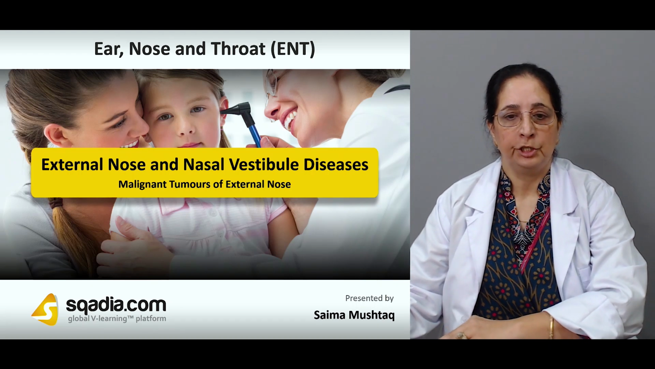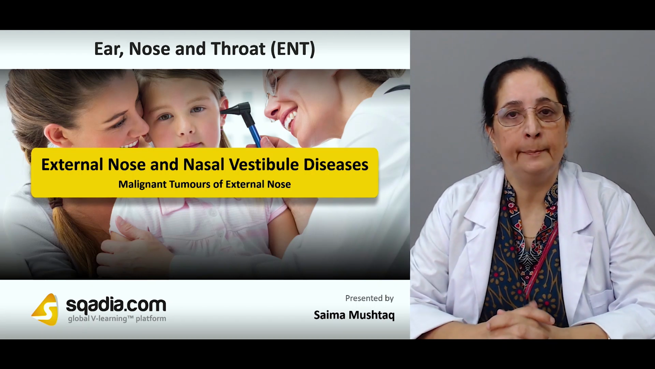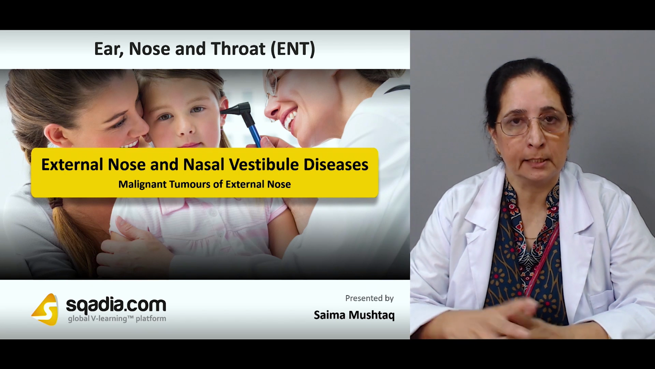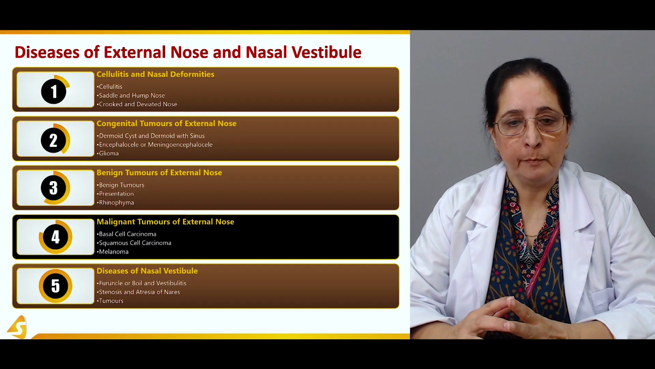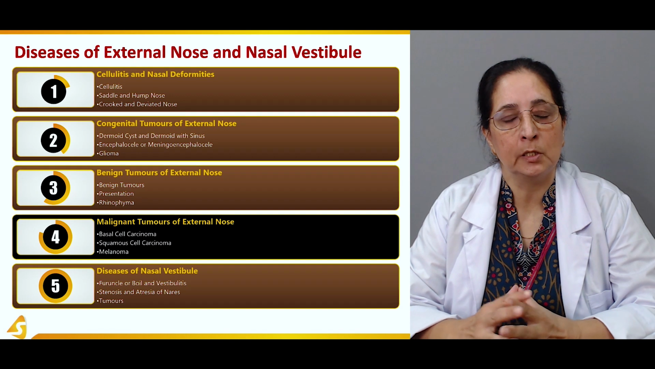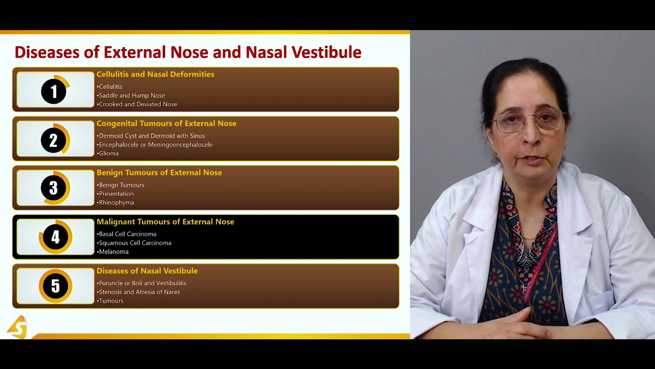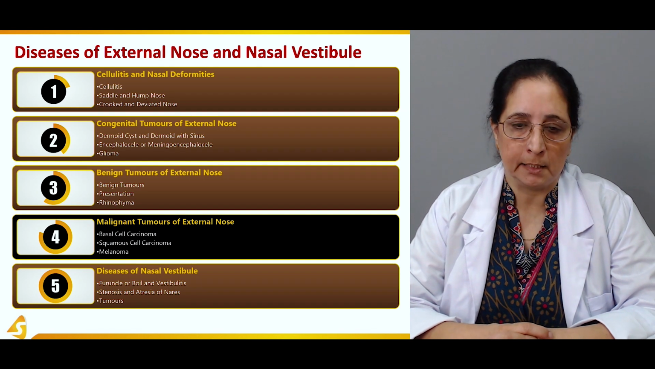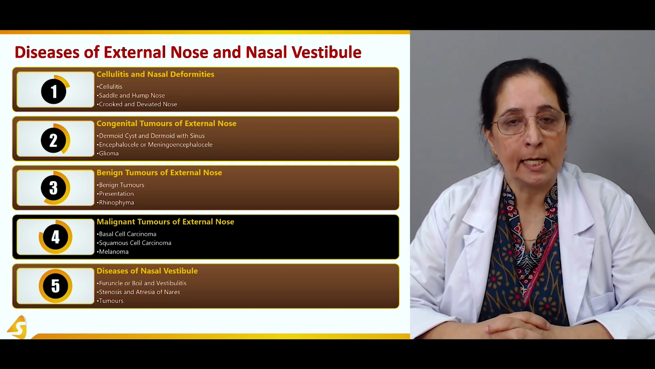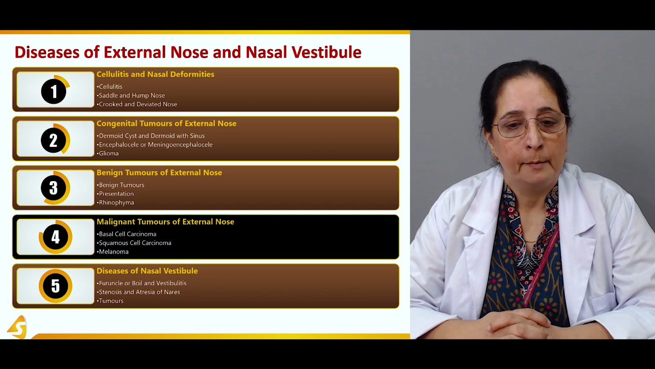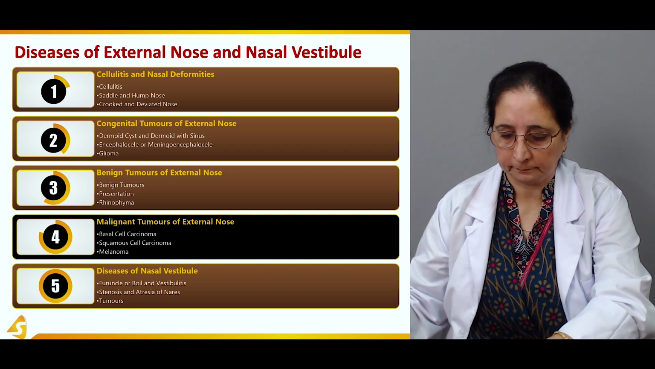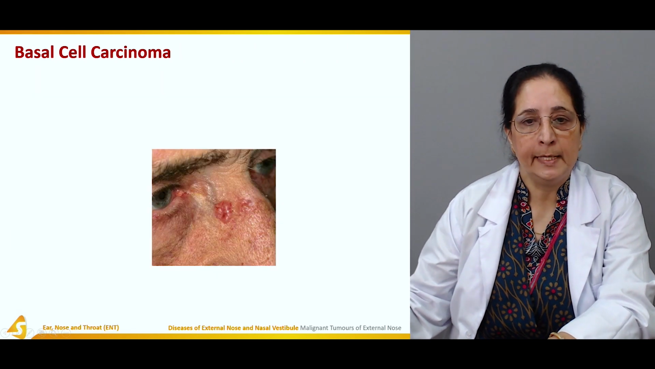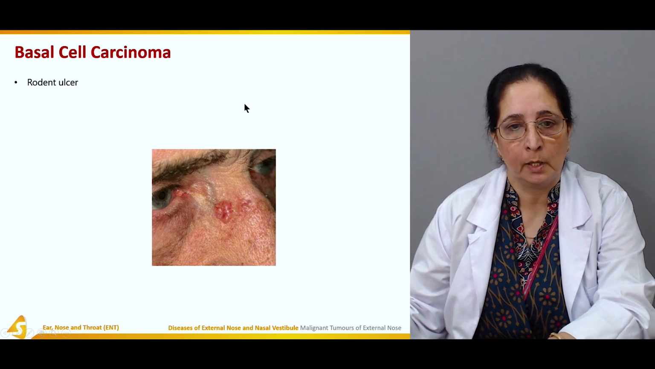In the fourth section now, we will start with the malignant tumors of the external nose. The three most common malignant tumors of the external nose, which we will talk about in this section, are basal cell carcinoma, squamous cell carcinoma, and melanoma. First, the basal cell carcinoma.